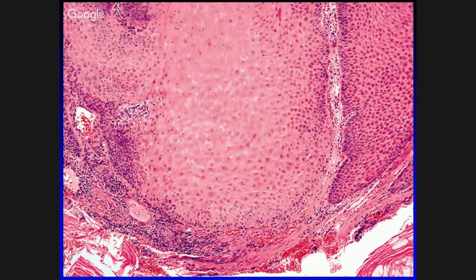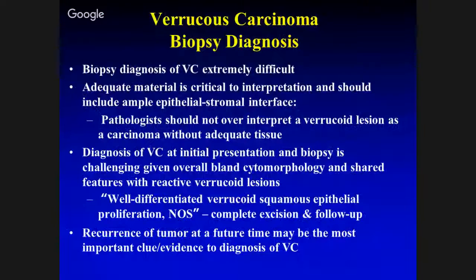Now, if this patient has 1 or more recurrences over a few years, then this is trending towards something that's not reactive. Unless we figure out that the patient's doing something bizarre that might cause that. But in general, if it's reactive, it should not recur 1 or more times over years. So it may take a second or a third recurrence to commit to a diagnosis of verrucous carcinoma.